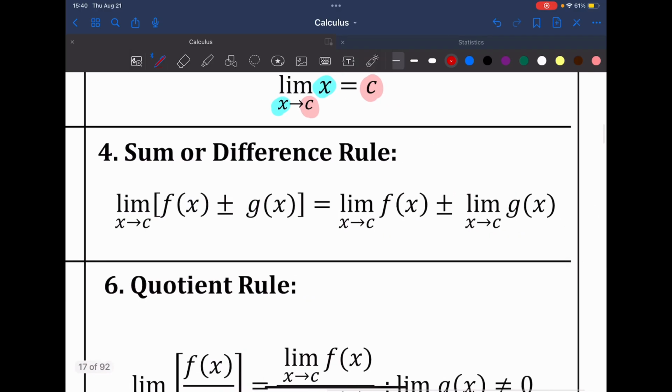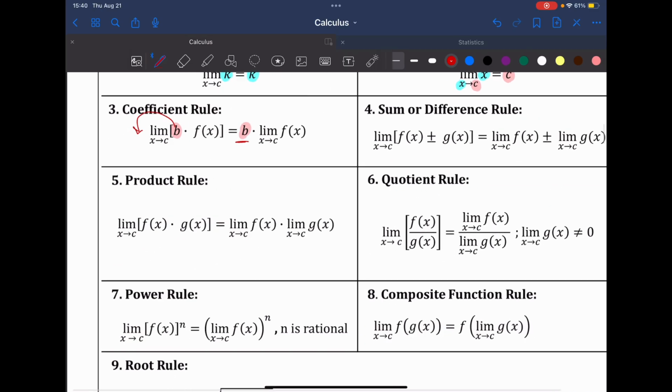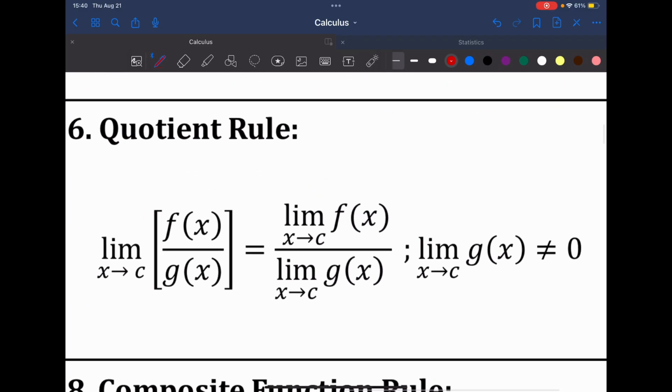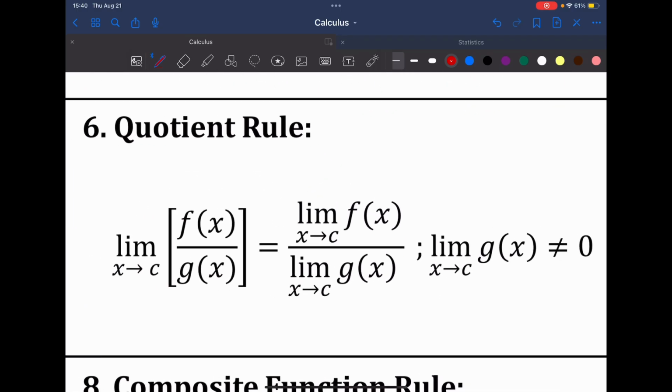Sum or difference rule. All this is stating is that instead of adding or subtracting the functions first, then taking the limit, we can give the limit to each function, then add or subtract. And you'll notice that this is similar for the product rule and for the quotient rule. The only big difference in the quotient rule is since we're dividing here, we have to make sure that this limit in the denominator never equals 0. Okay, then we'll end up with something that's undefined.